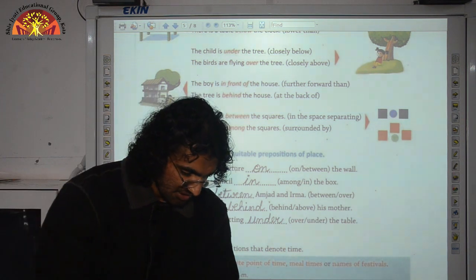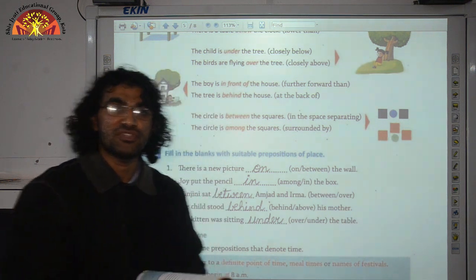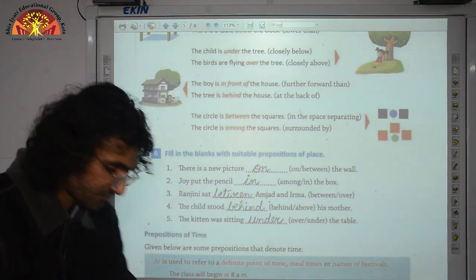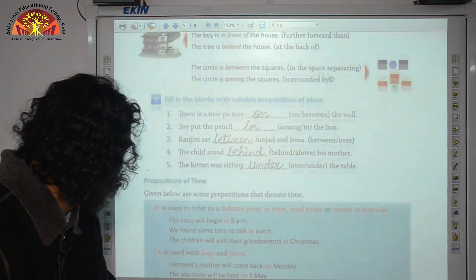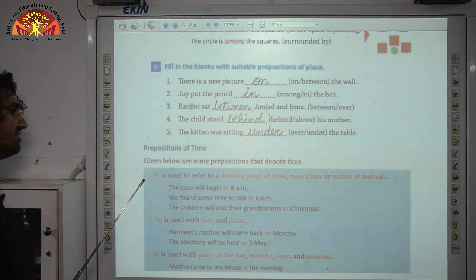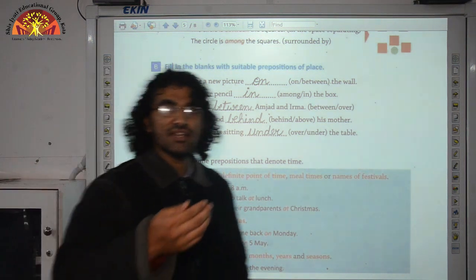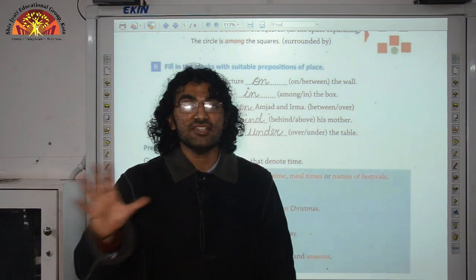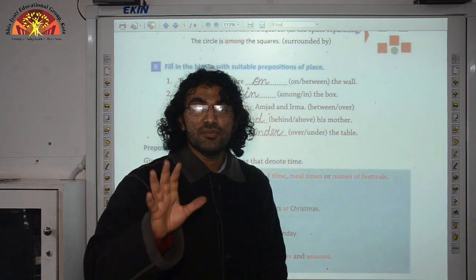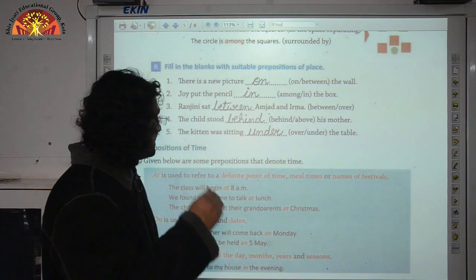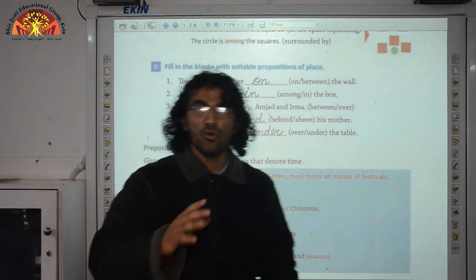Okay. Now we are going to move to the next exercises, which will be of prepositions of time or place, that we will find out later. But now we are going to talk about prepositions of time. Given below are some prepositions that denote time. Prepositions of place tell us about places, where. Prepositions of time tell us about timings, when.